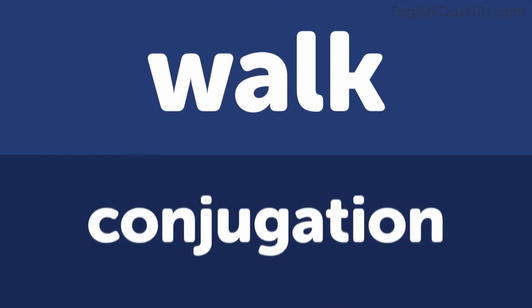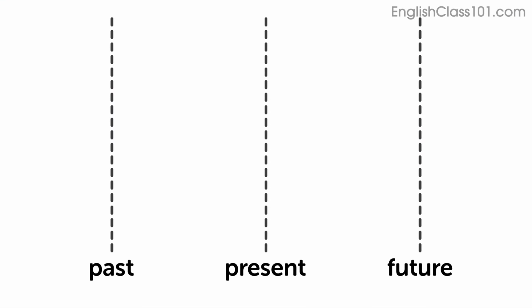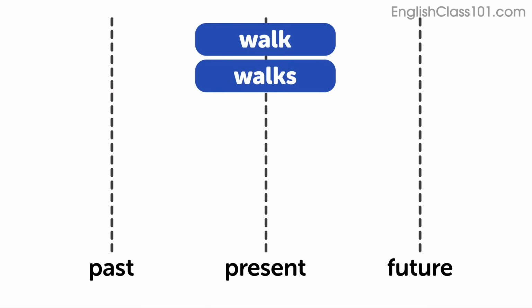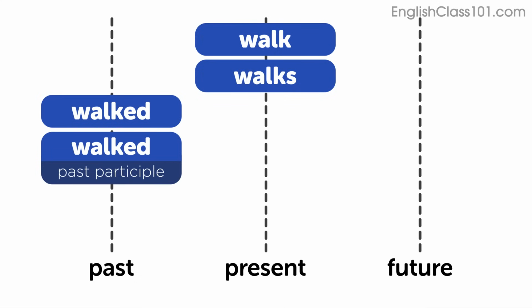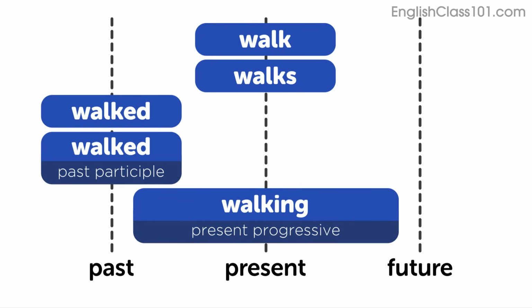Now let's look at the conjugations of each verb. Present. Walk, walks. Past, walked. Past participle, walked. Progressive, walking.